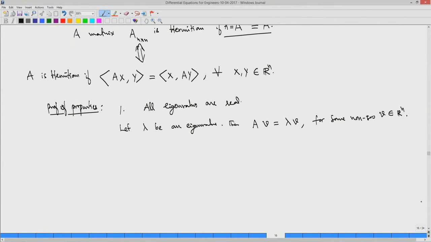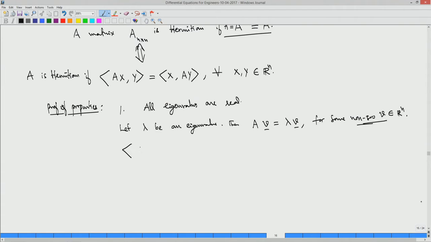If lambda is an eigenvalue, that means you have a non-zero solution for the system (A minus lambda I) x equal to 0. The solution is v. For some non-zero v, then you say lambda is an eigenvalue and v is the corresponding eigenvector. So, how do I show that? All the eigenvalues, I want to show they are real.